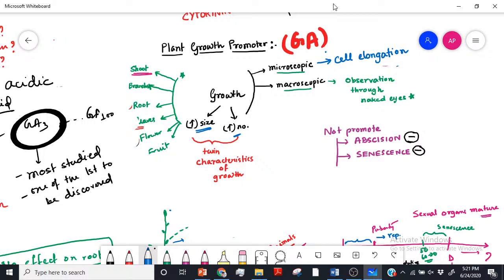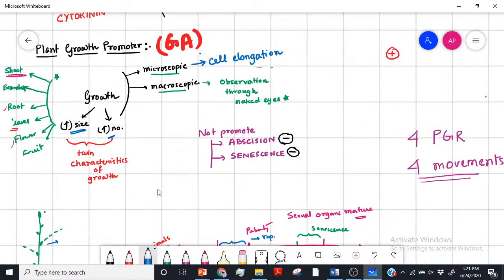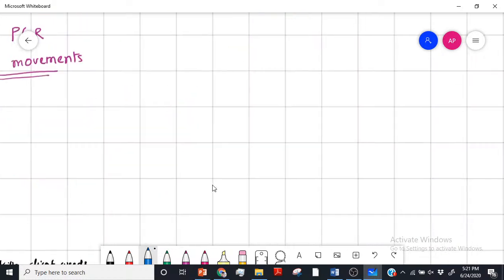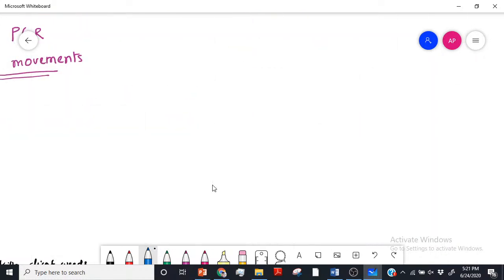Now we will come to the macroscopic features of growth, that is, observations through the naked eye. First we will come to the shoot. Now in the shoot, gibberellin does something known as bolting. Bolting means what? Let's understand what bolting is. For that, let's move to another place on the board.